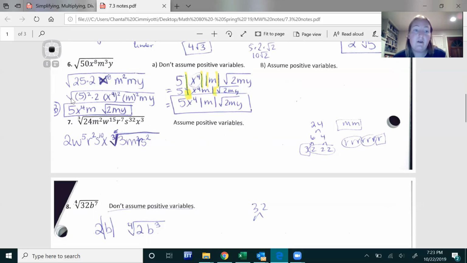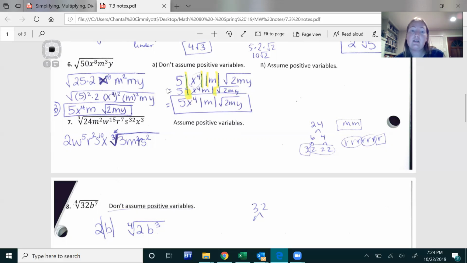If we assume positive variables. If we don't assume the x, the m's, and the y are positive, then you would need to put your absolute value bars around what you pull out. However, x to the fourth is positive anyways, so you don't really need to worry about the bars on that one, because to an even power, it's always going to be positive. But you can put it if you want. But then this m definitely needs to be put in bars if we don't assume positive variables.